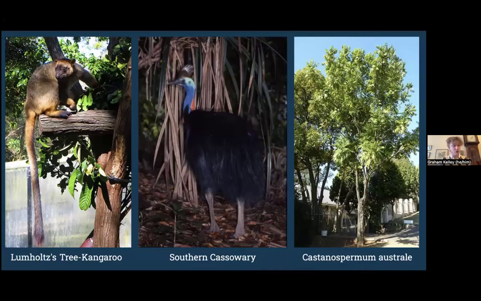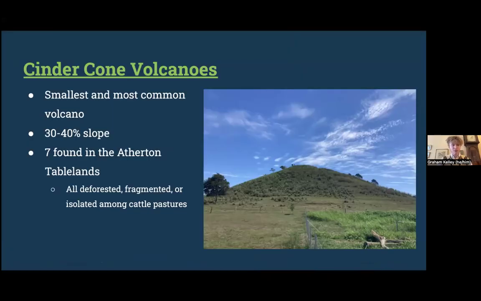So this is one tree kangaroo species that was known to the indigenous tribes as the Mabi, which is where the Mabi forest gets its name. This is a cinder cone volcano, and for those who don't know, it's the smallest and most common type of volcano that you may see in the world. There's only about a 30 to 40% slope on it, which is pretty steep for a volcano. There are about 7 of these cinder cone volcanoes within the Atherton Tablelands, yet all of them have been deforested, fragmented, or really isolated.